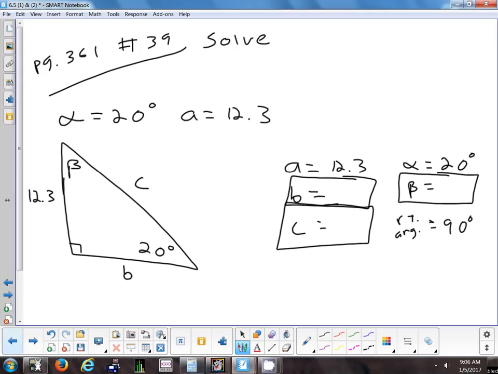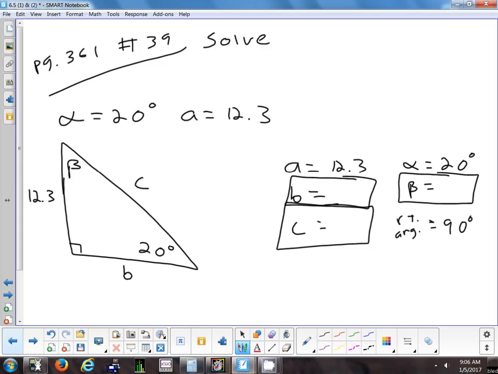Eventually, we're going to do problems where we don't have a right angle, and we're going to do the same thing, find the sides and the angles. But for now, we will have a right angle in every problem. Since you're finding B, C, and beta all separately, you can do any one you want first. I like to do the angle first because it's the quickest.